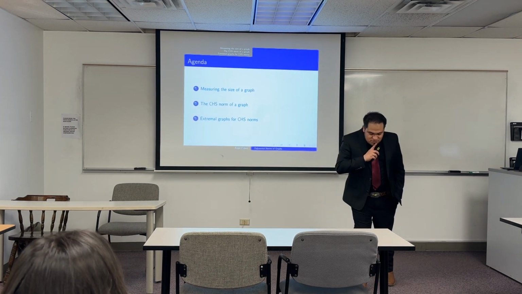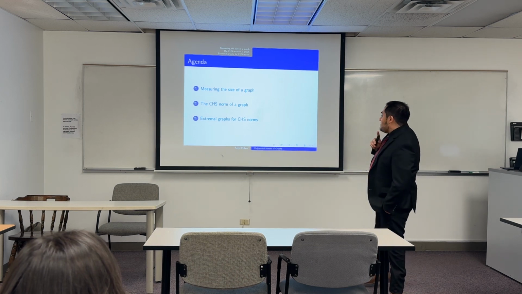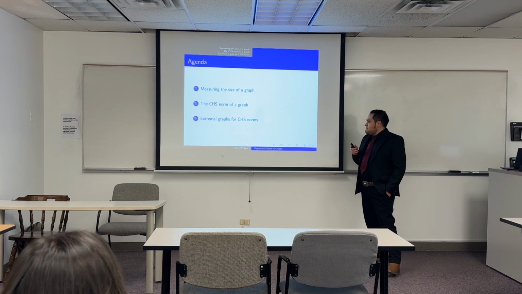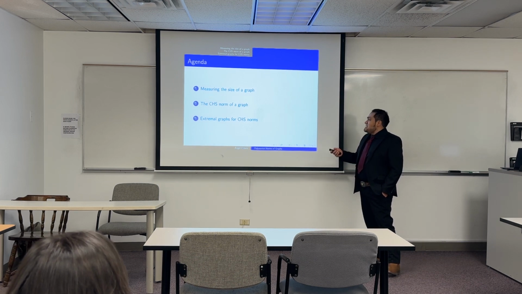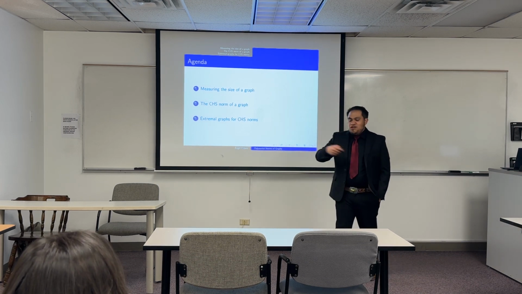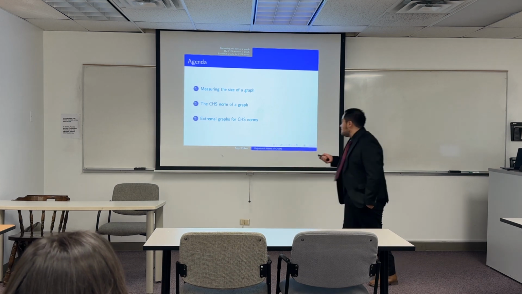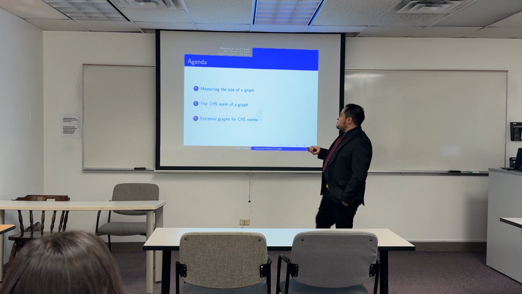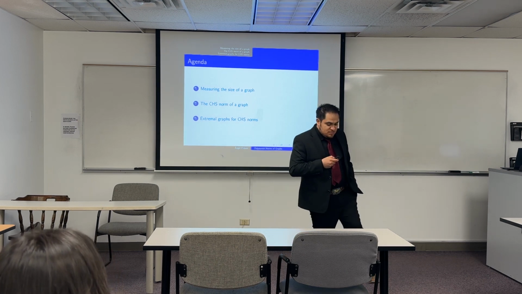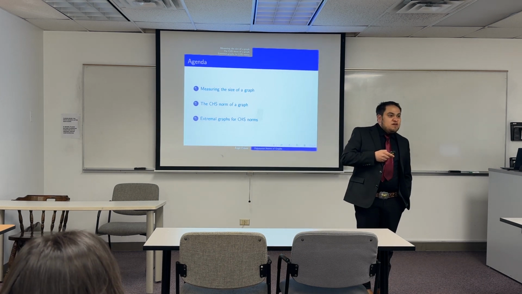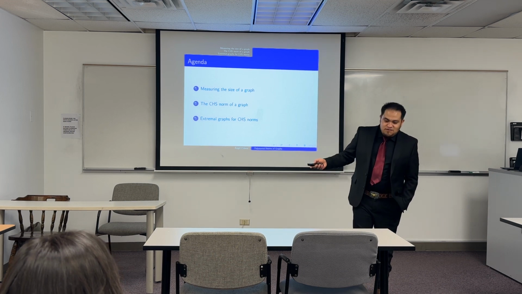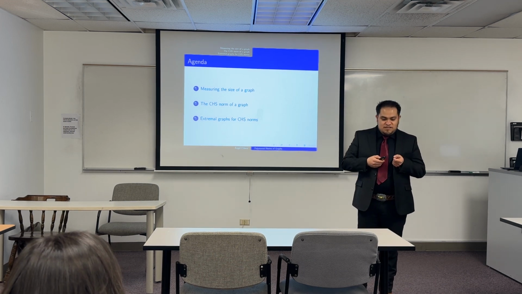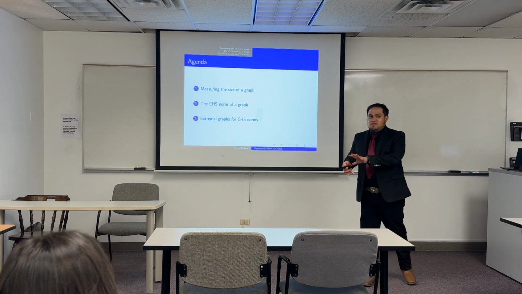Okay, so we're going to do 3 things today. We're going to talk about, first off, of course, what a graph is. We're going to talk about how to measure the size of a graph. And then we're going to talk about the CHS norm of a graph, which is just a new way to measure the size of a graph. And then we're going to ask a very interesting question about finding the extremal graphs for these CHS norms. That essentially just means which of the graphs are biggest and which of the graphs are smallest. Where here, of course, by big and small, we're using this notion of a norm.